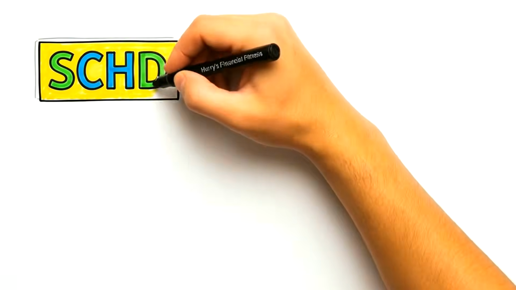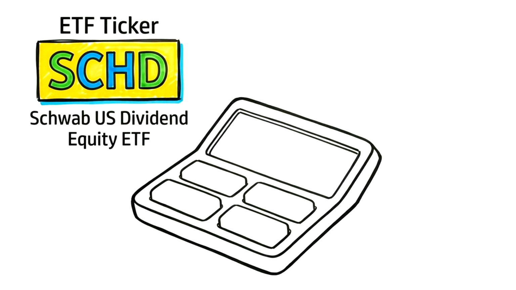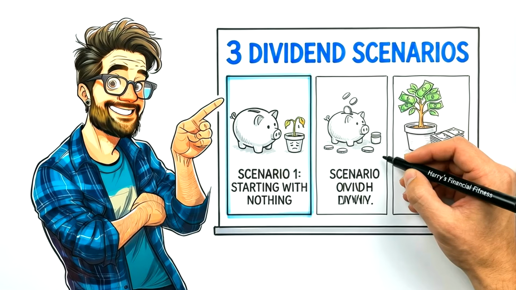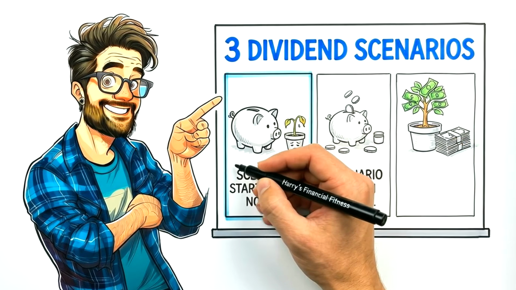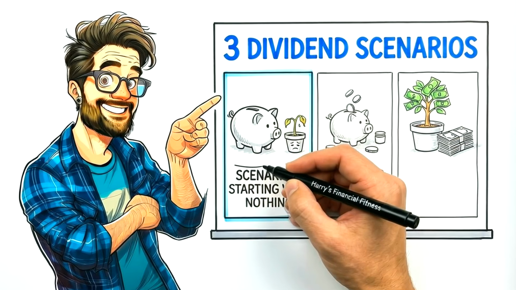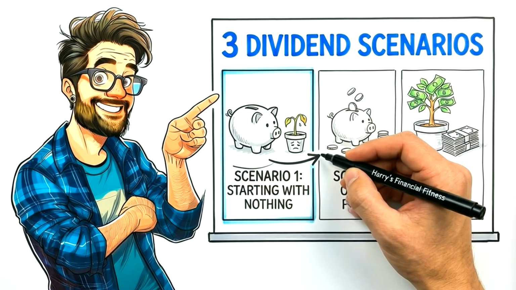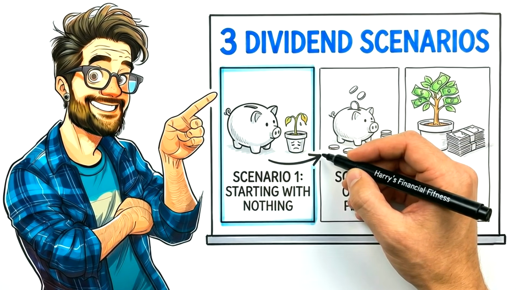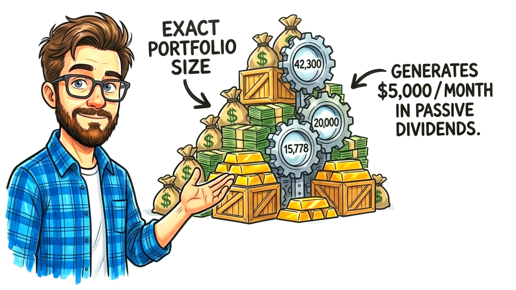Today I'm going to show you the exact 10-year calculator for SCHD, the Schwab U.S. Dividend Equity ETF. We're going to run 3 different scenarios, including one where you start with absolutely nothing. We'll look at what happens when you invest $5,000 a month, what changes when you start with a $100,000 head start, and then the scenario that might genuinely change your retirement timeline. The one that shows you the exact portfolio size needed to generate $5,000 a month in pure passive dividends.